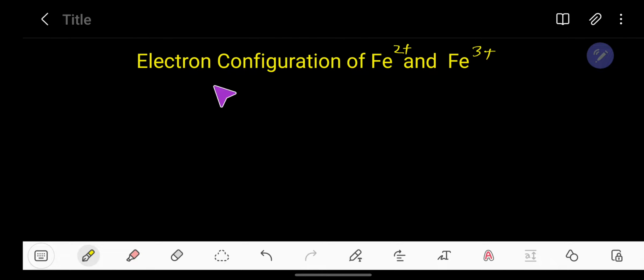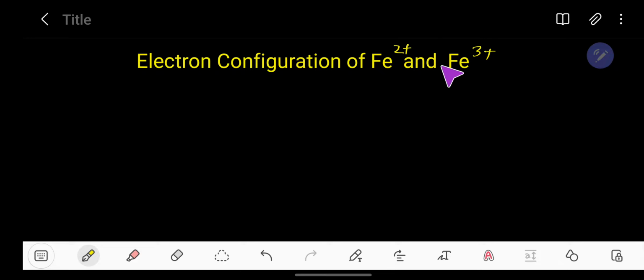Hey everyone, in this video I will show you the electron configuration of Fe2+ and Fe3+. This is the ferrous ion and this is the ferric ion, right? So let us write the electron configuration. Remember, these two are ions.